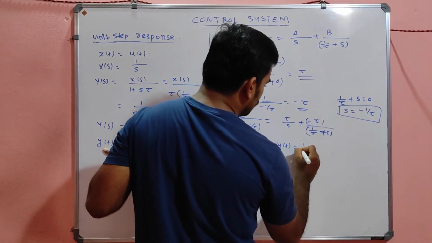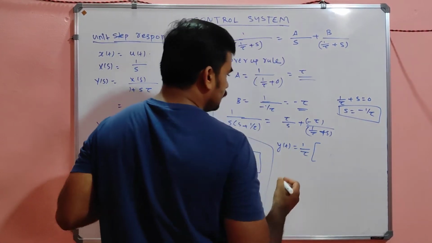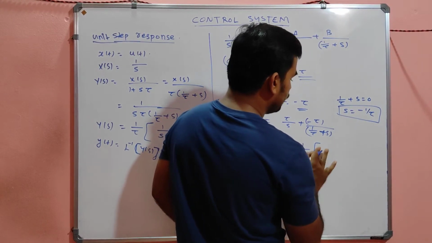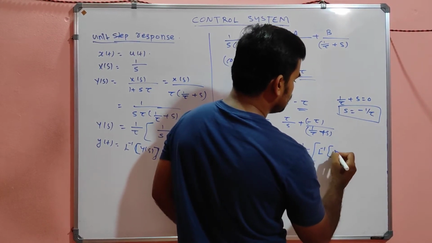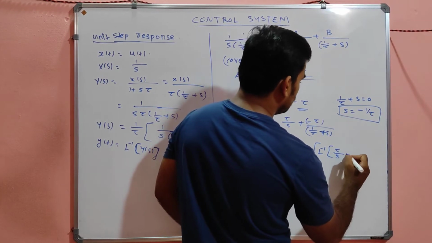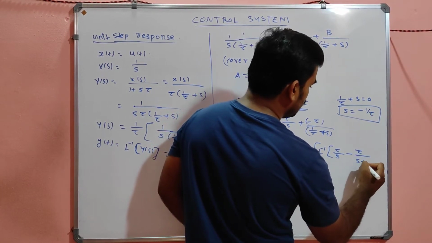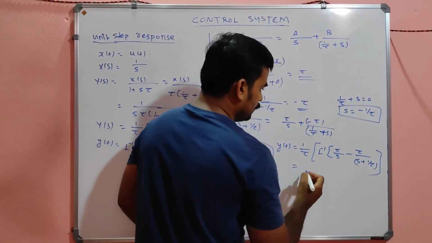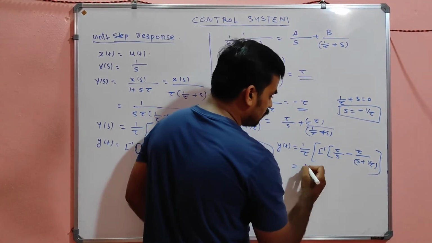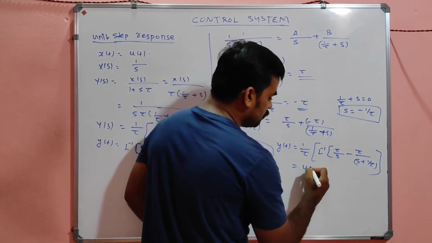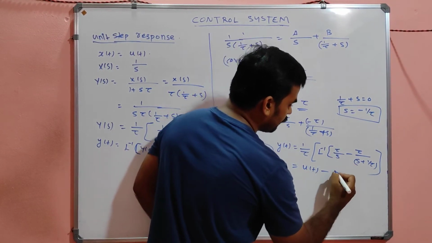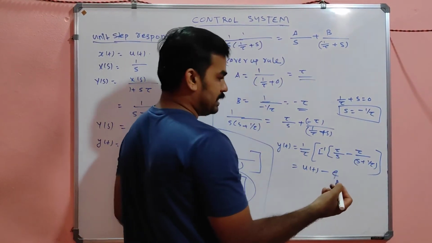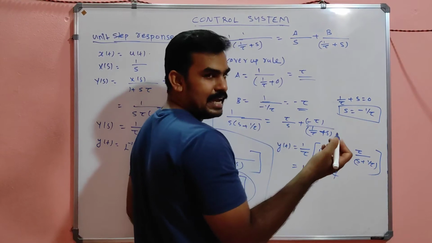y of t is equal to 1 by tau as outside. So I will write L inverse of tau by s minus tau divided by s plus 1 by tau. So the tau and tau cancel, constant. What is 1 by s? It is simply u of t, minus 1 by s plus 1 by tau. This tau and this tau again cancel out now.